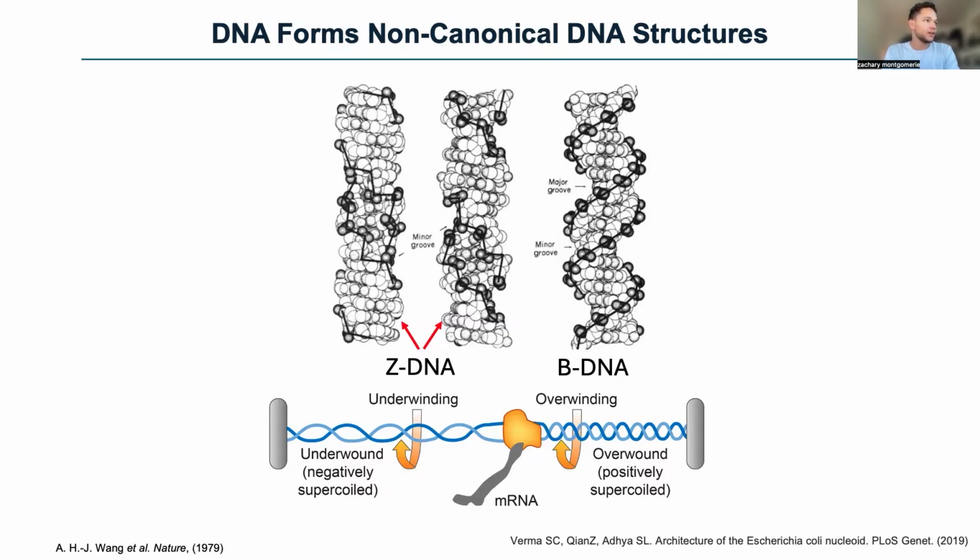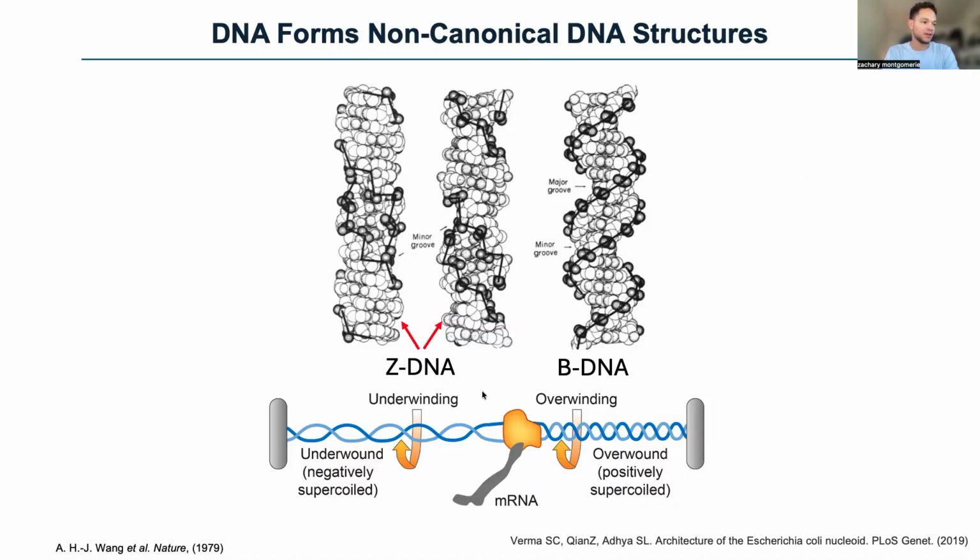To begin, DNA can form non-canonical DNA structures. What that means is in cells, normally we have B-DNA, which is a right-handed form. However, under certain circumstances, we can get what's called left-handed DNA, or Z-DNA.